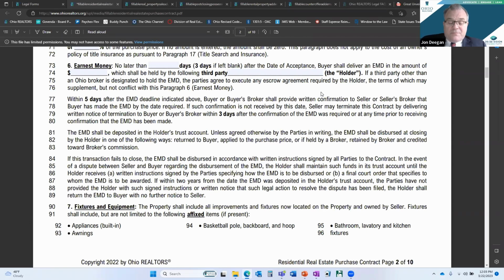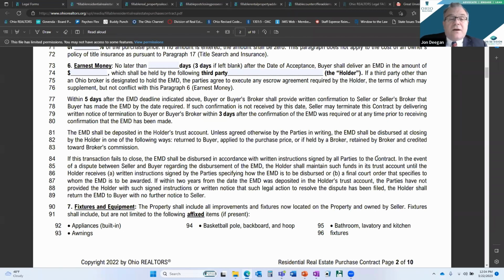The biggest significant paragraph that was added that's not been generally in any broker's contract is the next paragraph that says, within 5 days after the earnest money deadline indicated above, and it would be 3 if it's left blank, the buyer or the buyer's broker shall provide written confirmation to the seller or the seller's broker that the earnest money was received by the date required. That is probably an unspoken rule that the division is always surprised that brokers are not complying with some type of notification. And it says if such notification is not received, it gives the seller a legal opportunity to terminate the contract because it wasn't received.